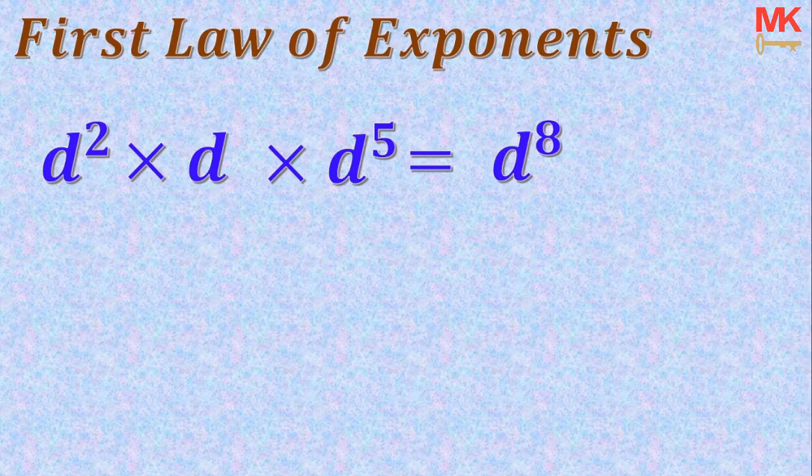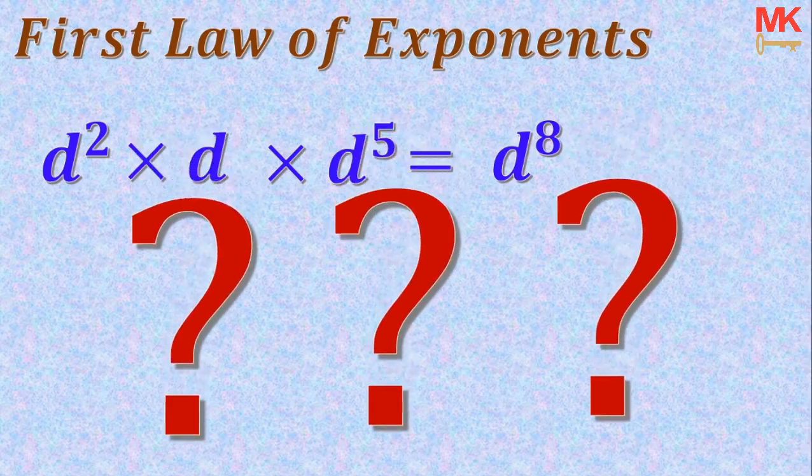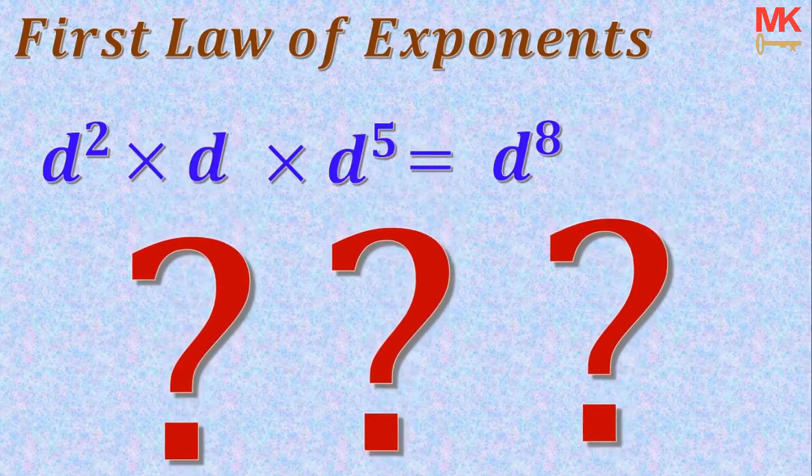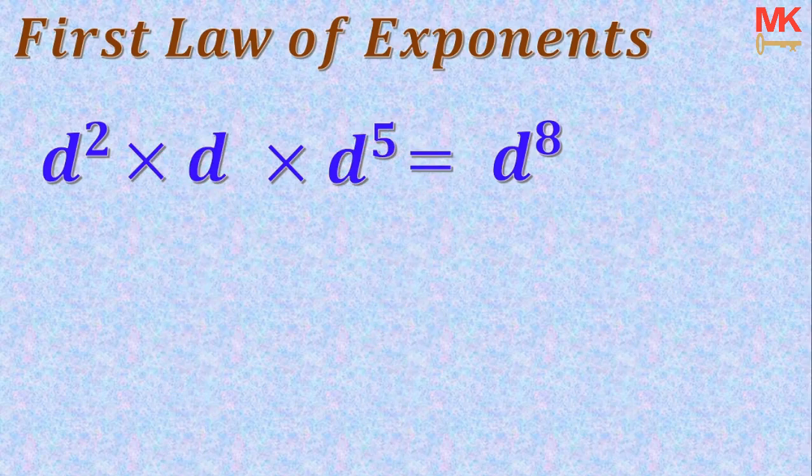Any question? Yes, sir. I have a question. 2 plus 5 is 7 and not 8. I think you have just made a mistake. You're meant to have d raised to the power of 7 and not d raised to the power of 8. And that's because we have only two exponents, 2 and 5. So 2 plus 5 is 7 and not 8.